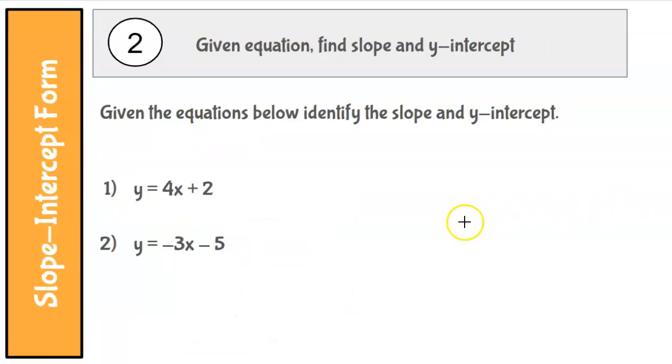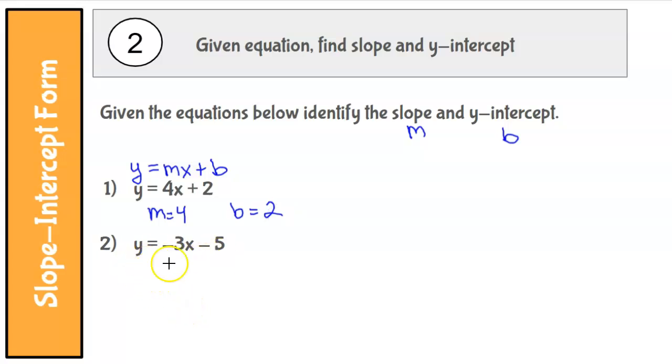Now in math, we love to do something and then undo it. We learn to add and then we subtract. We learn to multiply and then we divide. So you learned how to write an equation given the slope and the y-intercept, and now we're going to go backwards. Here's the equation. Identify the slope, that's going to be my m, and the y-intercept, which is going to be my b. So notice it's already in that template, y = mx + b. So m is 4 and b is 2, positive.